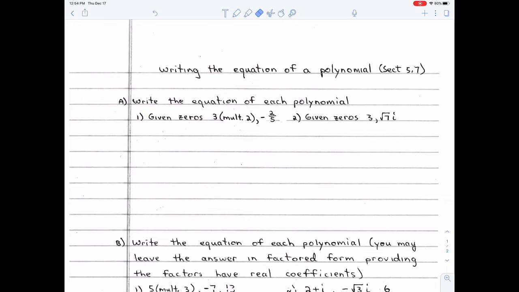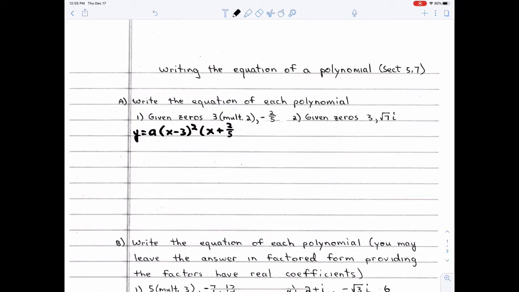What does everyone begin with? Y equals A, right? So here we've got y equals A. And then one of the zeros is 3, but it's got multiplicity 2. So you can write x minus 3 times x minus 3, and that's fine. Myself, I'm going to opt for writing x minus 3 quantity squared. That just means it's x minus 3 times itself. And then the other one is x plus 2/5.